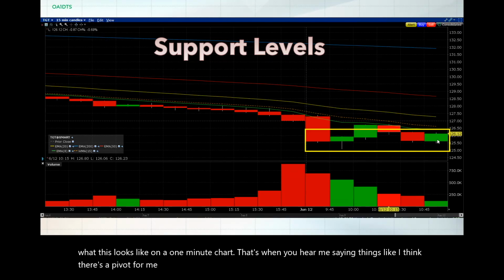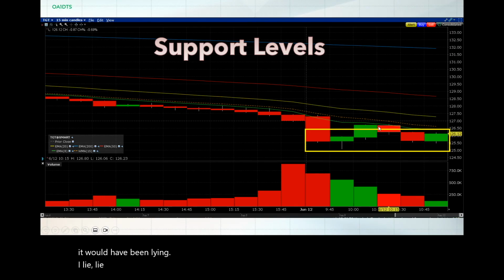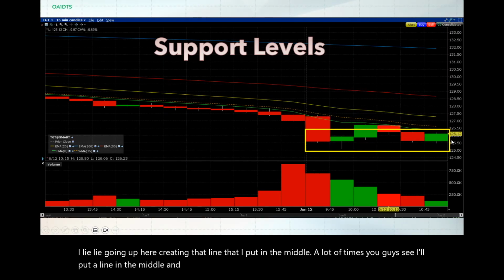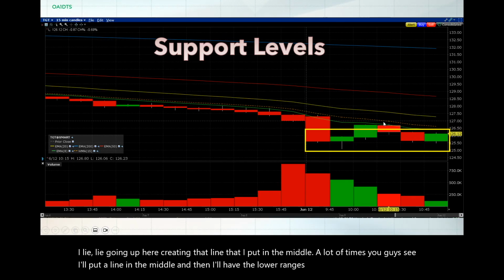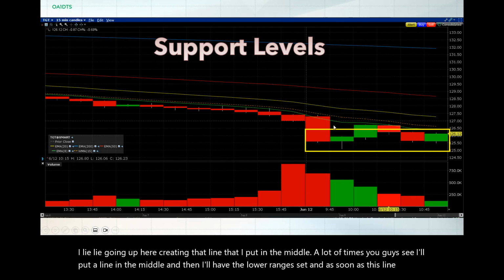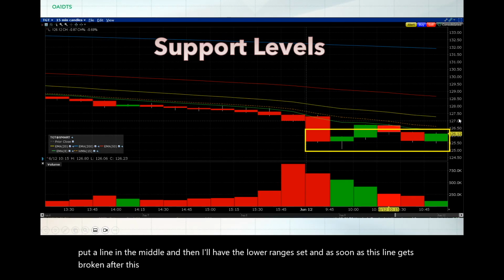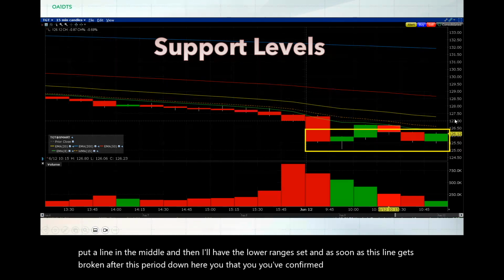So the 1-minute charts look grossly different than this, because it would have been going up here, creating that line that I put in the middle. A lot of times you guys see, I'll put a line in the middle, and then I'll have the lower ranges set. And as soon as this line gets broken after this period down here, you know that you've confirmed a high probability trade.